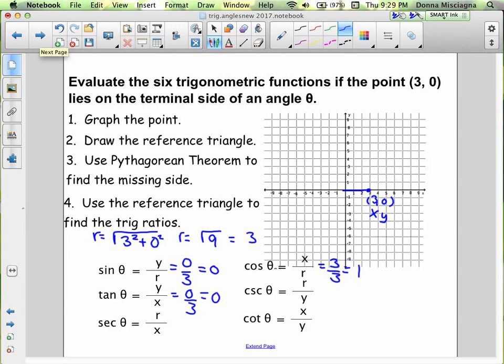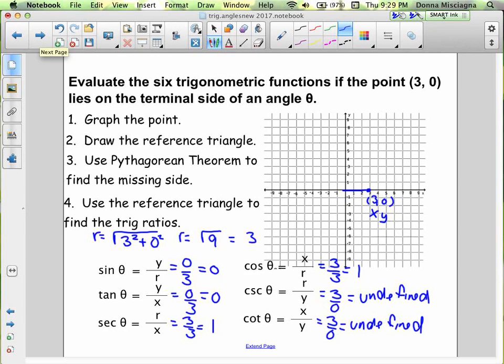Cosecant is the reciprocal of sine. It's going to be 3 over 0. Guess what that is called? It's called undefined. Secant is the reciprocal of cosine, so it's still 3 over 3, which is 1. And cotangent is the reciprocal of tangent, so that's going to be 3 over 0, so it's undefined. Now look at our values here. We get 2 1s, 2 0s, and 2 undefineds, right? And there we go. That one's all done.